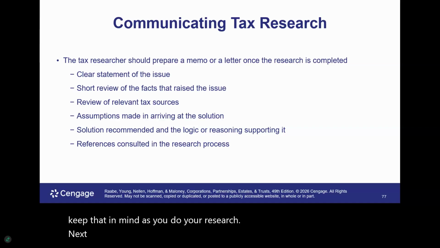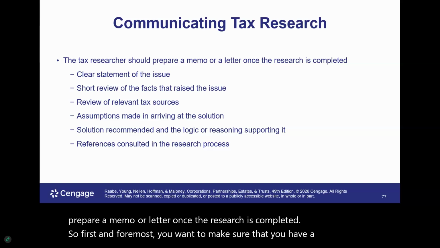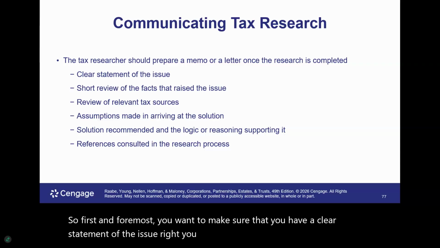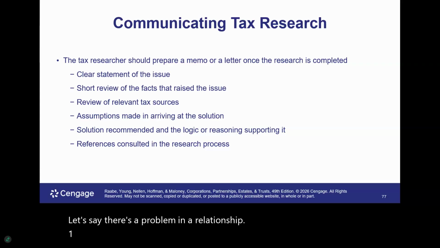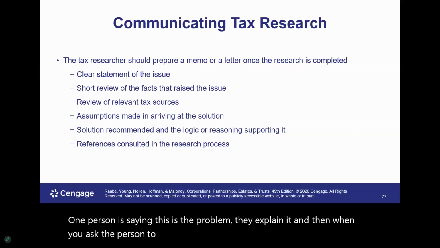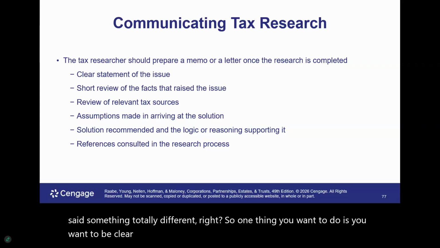Next, we have communicating tax research. The tax researcher should prepare a memo or a letter once the research is completed. So first and foremost, you want to make sure that you have a clear statement of the issue, right? Let's think of relationships, right? Let's say there's a problem in a relationship. One person is saying this is the problem, they explain it, and then when you ask the person to say what they understand of what you just said, they say something totally different, right? So one thing you want to do is be clear on what the issue is. What is the root of the problem that we are trying to solve?